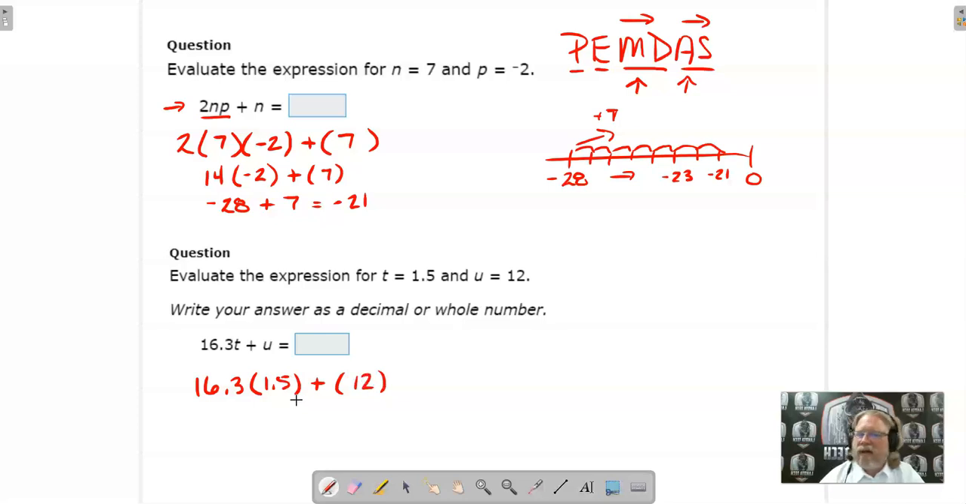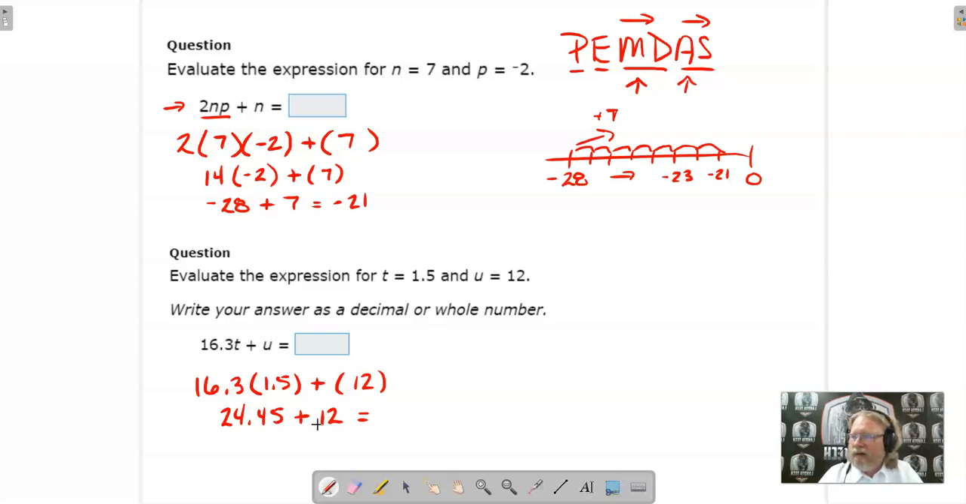Well, to be honest with you, I'm going to use my calculator for this one. So I'm going to do 16.3, and I'm going to multiply that times 1.5, and that's going to give me 24.45. And I'm going to add to that 12. So I'm just going to pull that 12 out of the parentheses there. And then I can add these two values together to get their sum, or the total. Both words refer to addition.